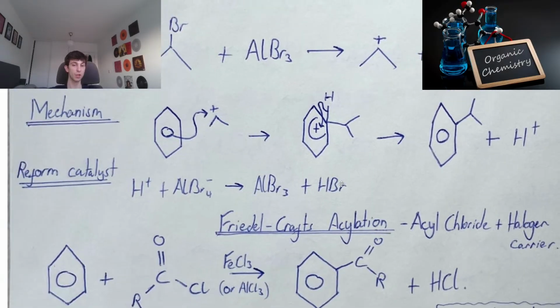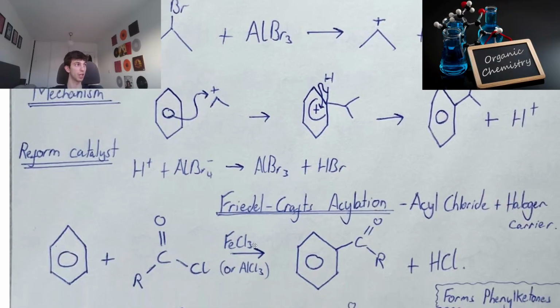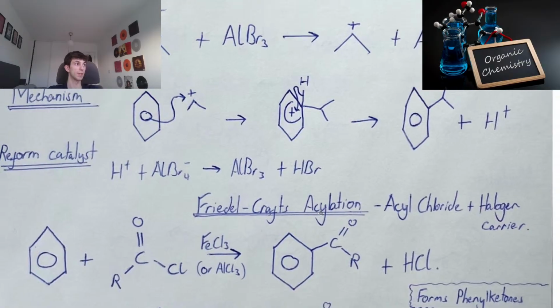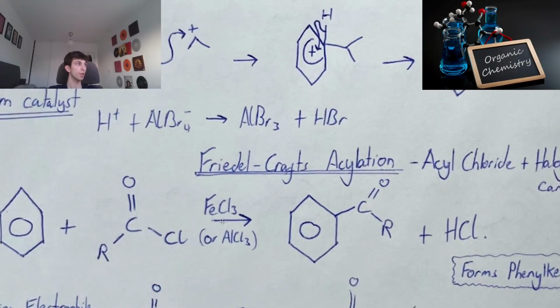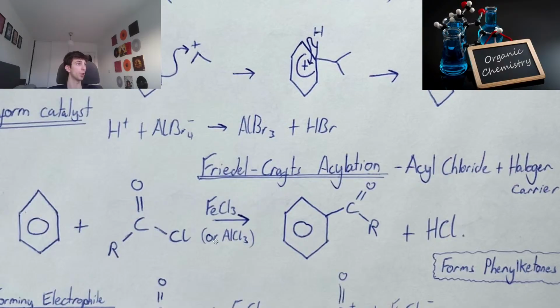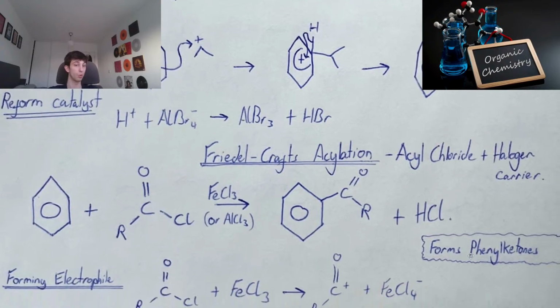So through the acylation, very, very similar idea, guys. We need a halogen carrier. We need reflux. I mean, everything's the same. The key thing is we need iron trichloride or aluminium trichloride because we have that Cl on our acyl chloride. Match up your halogens, guys. So we're forming phenyl ketones.